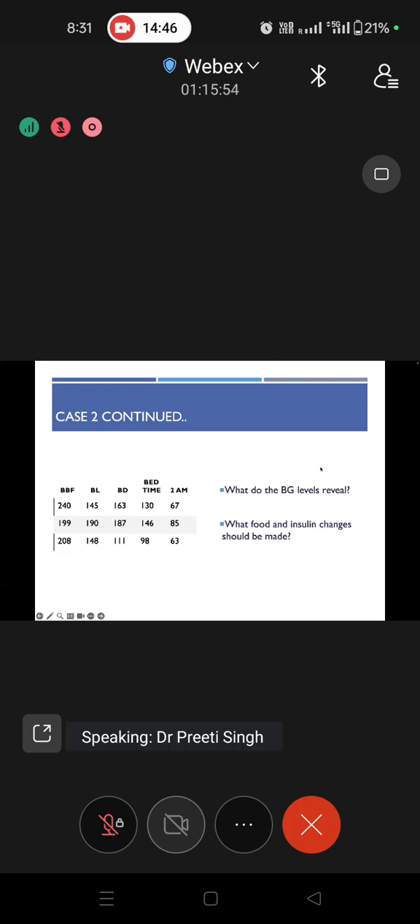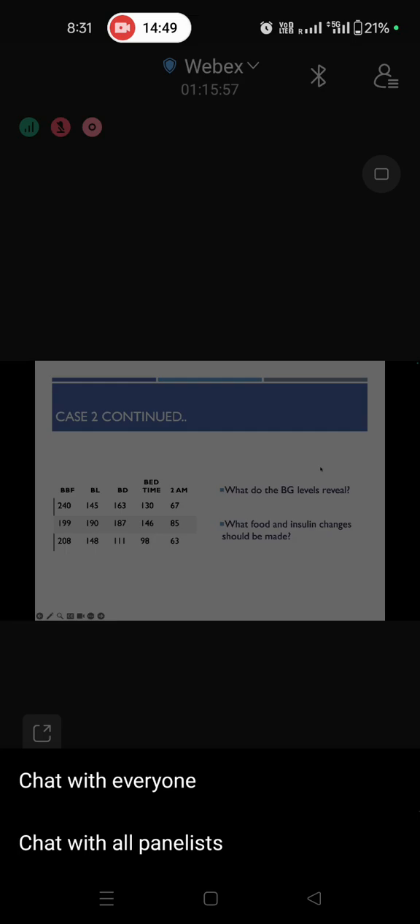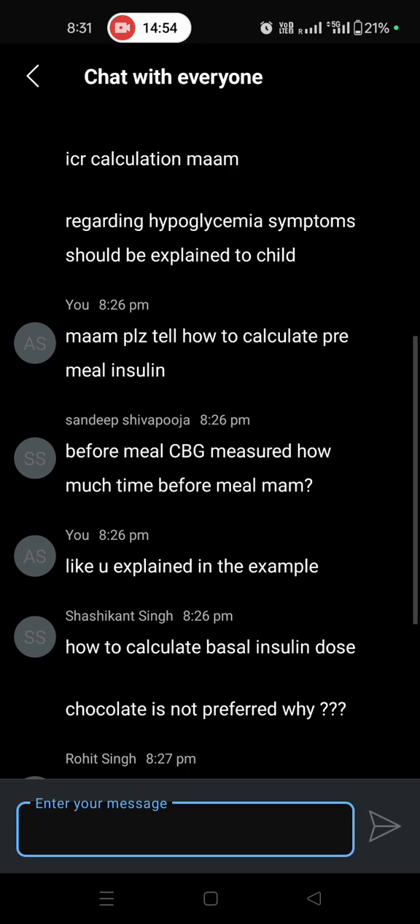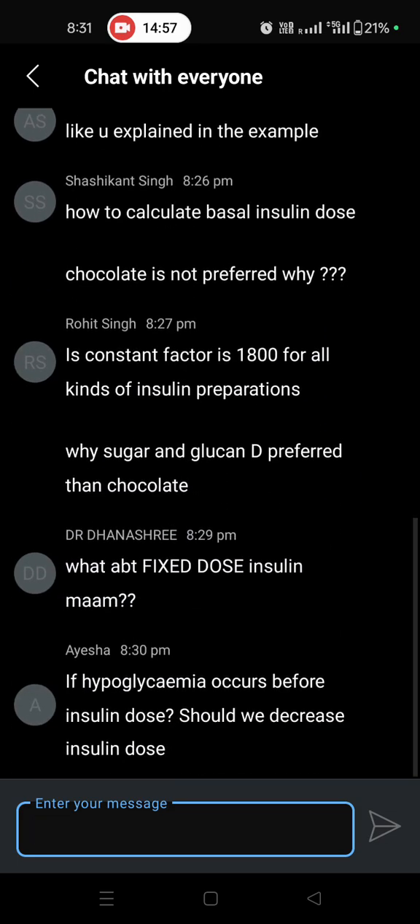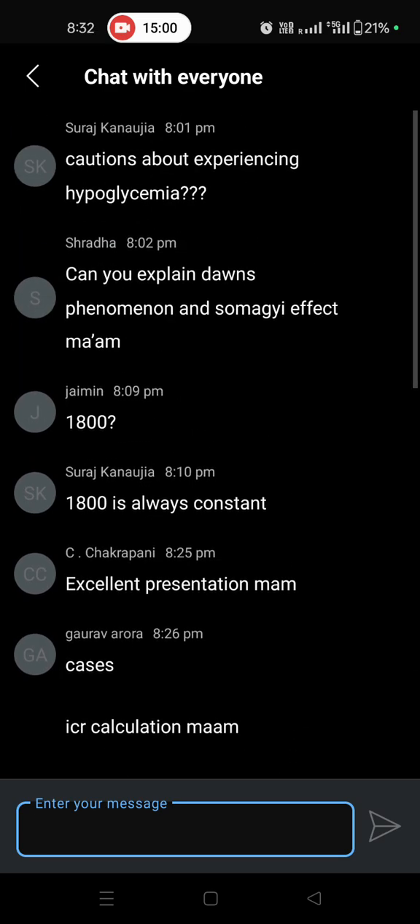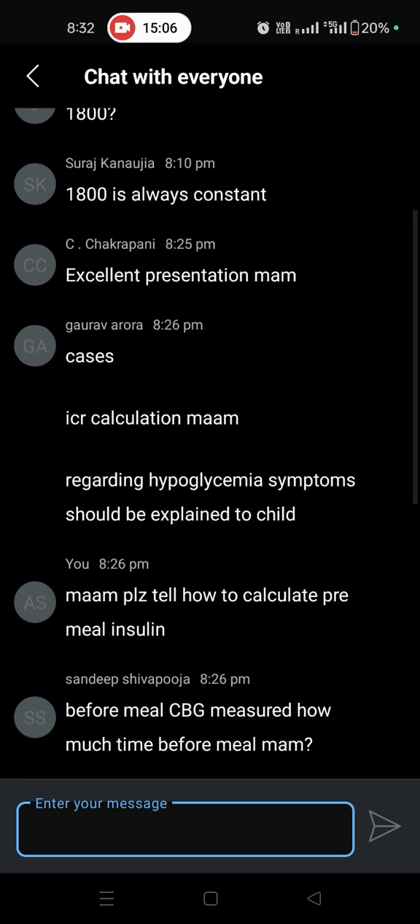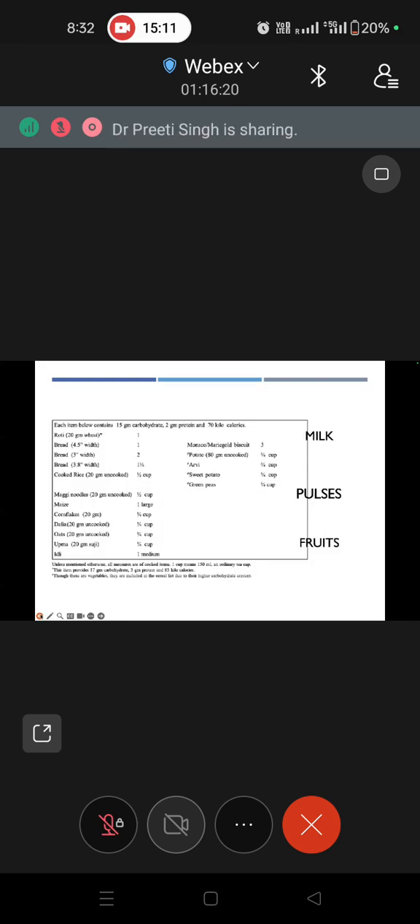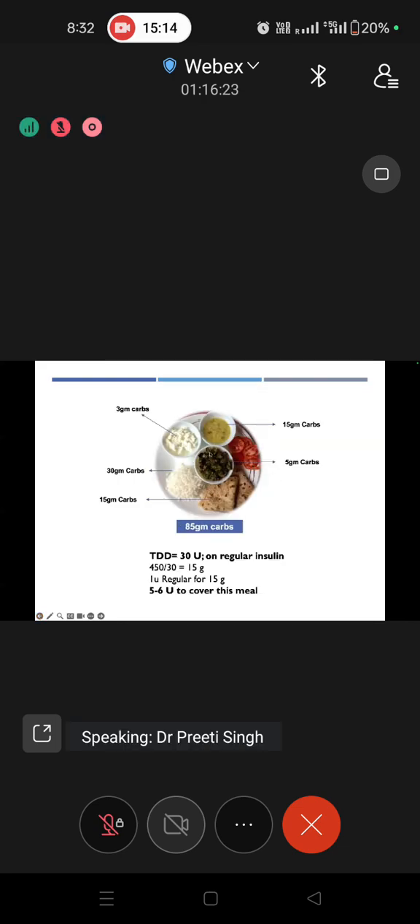Okay, then the ICR calculation, somebody wants me to tell you again. So, the insulin carbohydrate ratio. This is a ratio we calculate to see how much insulin is required for the grams of carbohydrate. Suppose you have this kind of a meal. You calculate the content of carbohydrate, and how much carbohydrate is there in different components of the meal is something that you can look up through resources.